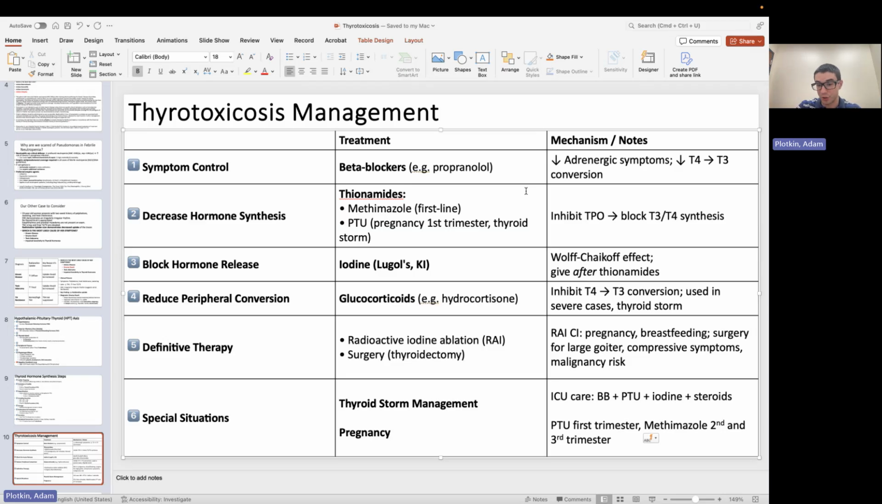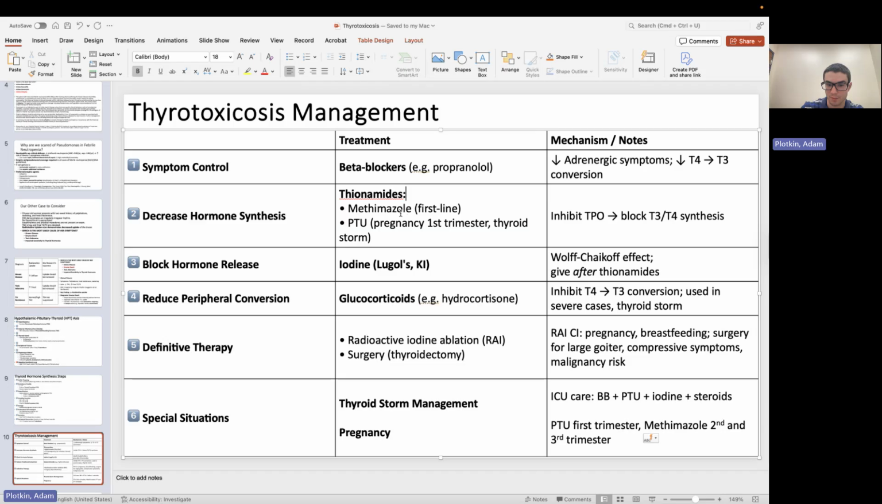Other drugs that can do that are things like glucocorticoids, which can also stop the conversion of T4 to T3. So the three big things you're going to want to know that can stop the conversion of T4 to T3 are propranolol or beta blockers, PTU, and glucocorticoids. They block 5' deiodinase: PTU, propranolol, and steroids.